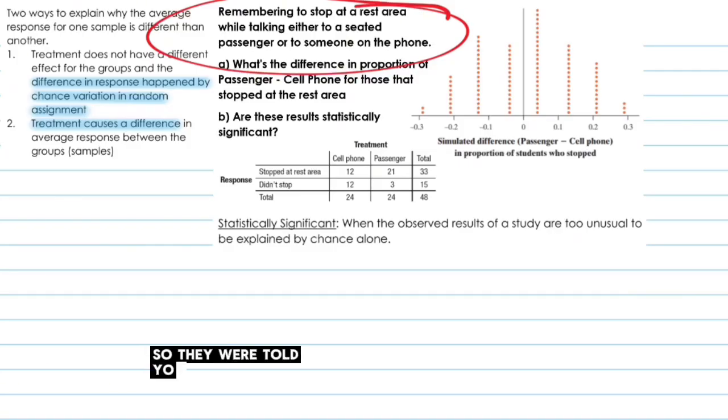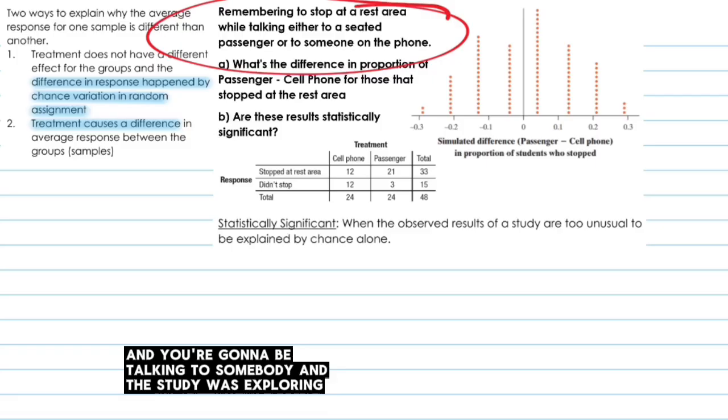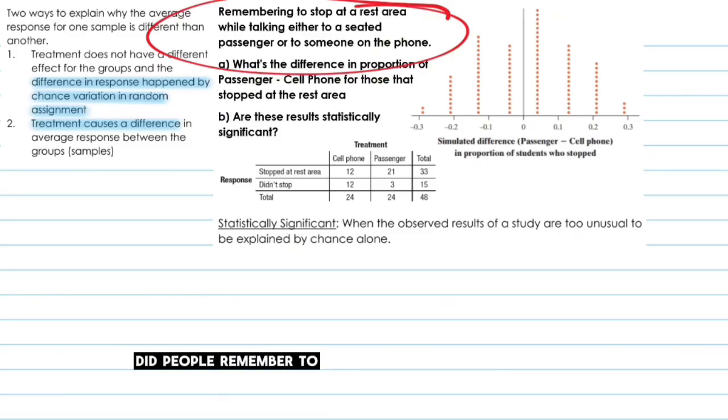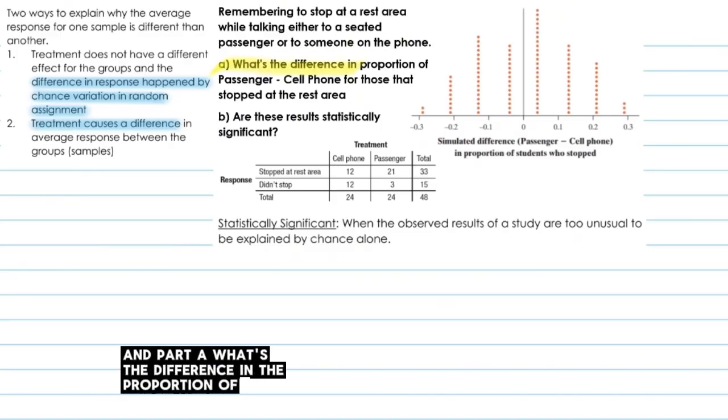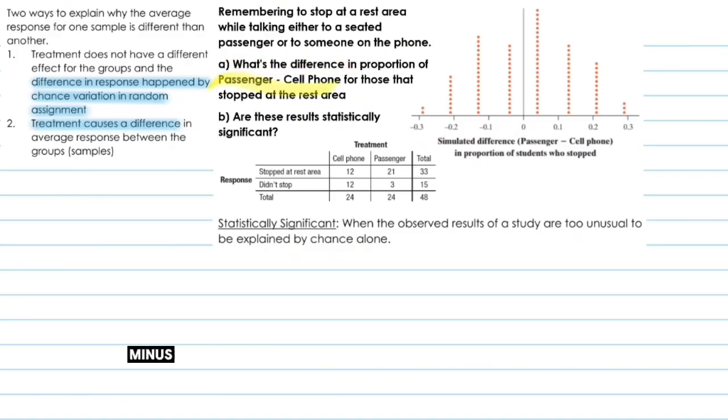So they were told, you've got to stop at this rest area, but you're going to have a passenger in the car, and then some of you are going to have just your phone and you're going to be talking to somebody. And the study was exploring, did people remember to stop at a rest area when they had a passenger in the car versus when they were just talking on the phone? So you can see the data in the table right there. In part A, what's the difference in the proportion of passengers minus the cell phone users for those that stopped at the rest area? So I will just show you the result of that right now.